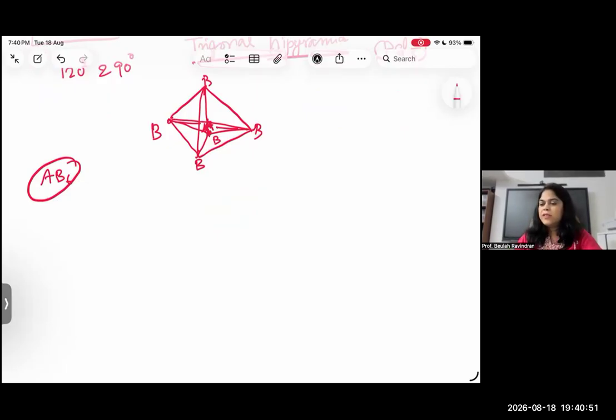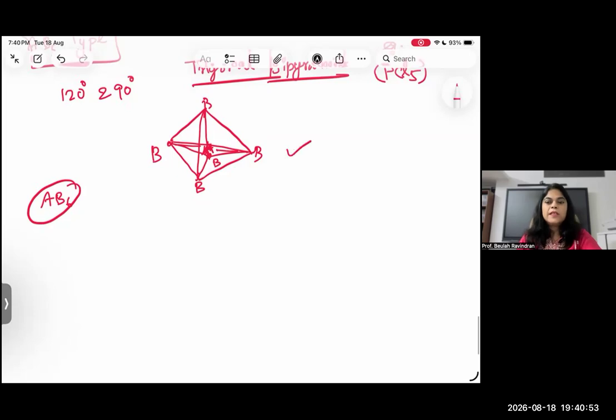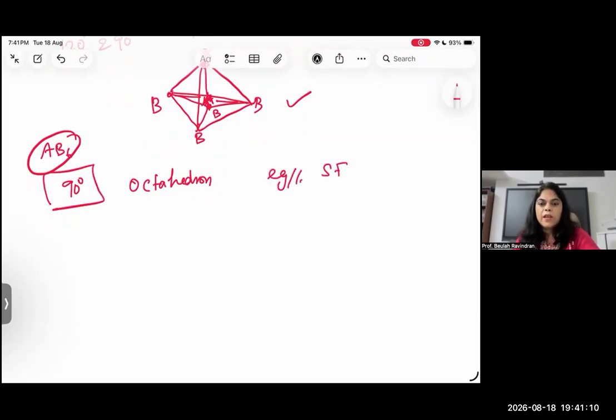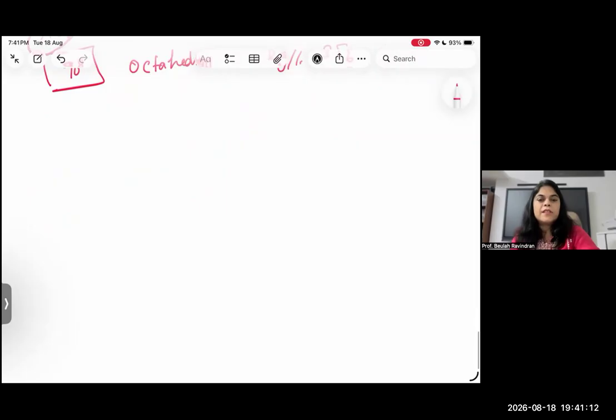Right now, how it is arranged at 5 corners. Here, 6 corners it should be arranged, and it forms an octahedron with bond angles of 90 degrees. Octahedron, okay, with bond angles of 90 degrees. What is an example? Example is SF6. Sulfur is the central atom, fluorine is the bond pair atom. So 6 are now bonded.